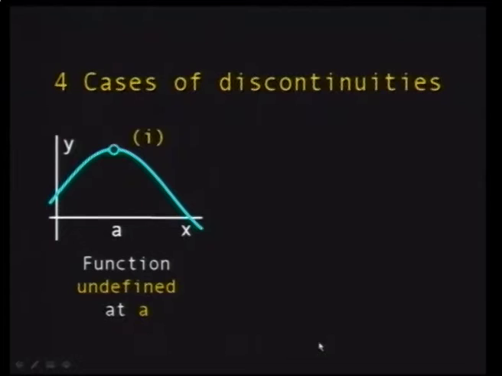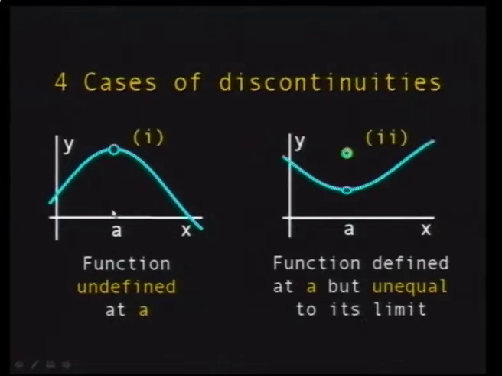The first one is when the function is undefined at a point A. This is a function here, like for example, sine x over x, not necessarily this function. At the point A, you see that although it has a limit at the point A, it is not defined at the point A, and this is the first type of discontinuity that you always meet.